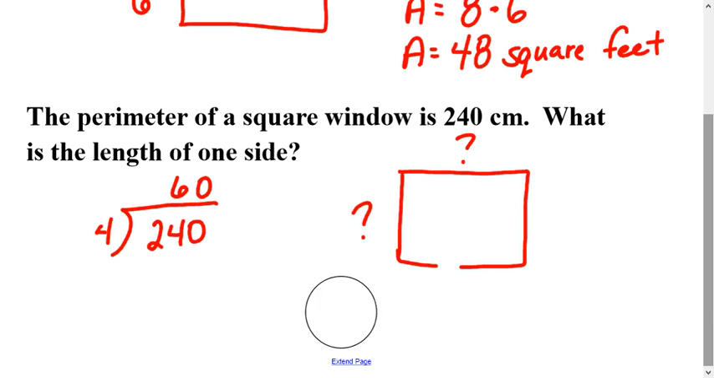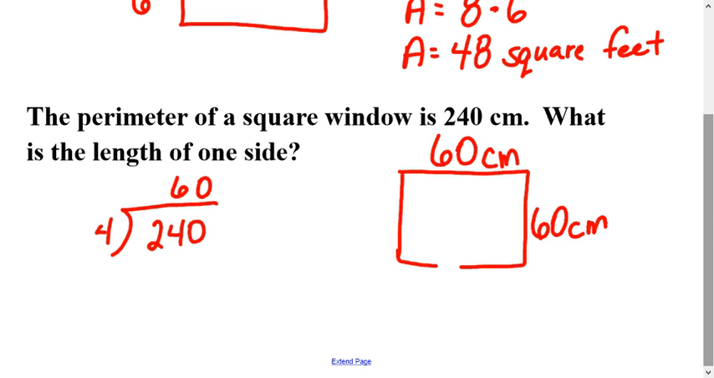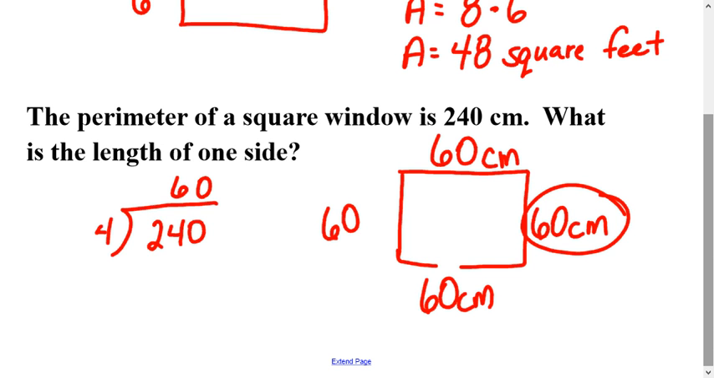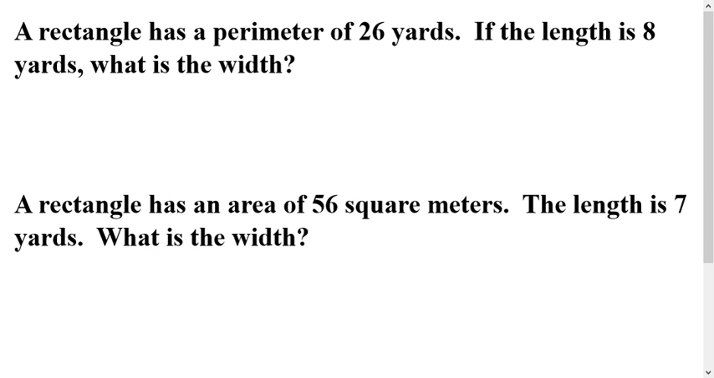And if I went back and checked and added 60 plus 60 plus 60 plus 60, I am in fact going to get 240 centimeters. So each side is 60 centimeters long. All right, let's look at just 2 more problems.